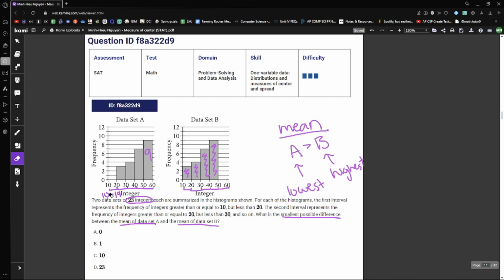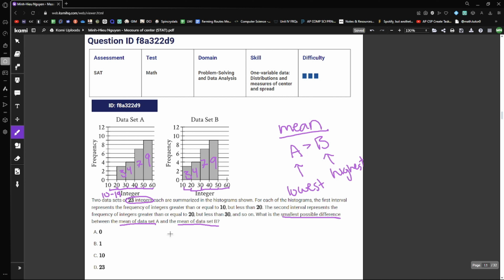Now, this one requires you to put 23 numbers out, and I'm not gonna lie, I don't think I want to do that in Desmos, so I'm gonna do something a bit different. First things first, we know in this interval there's 3, and then this one there's 4, this one there's 7, and this one there's 9. And as for dataset B, 3, 4, 7, and 9. Now I'm gonna just start multiplying it out.